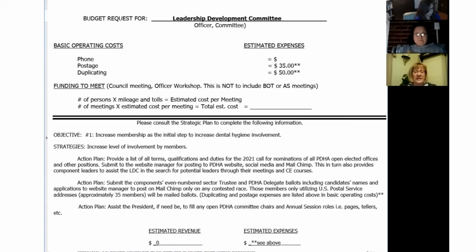So I placed that in there because you can see she has her objective down there of what she wants to accomplish. She has her strategy down there from the strategic plan, and she has her action plans listed on what she wants to do with that. So everything is very well detailed, so we understand exactly what the Leadership Development Committee is planning to do. And the more information, as I said, that we can get, it's going to help the budget committee when we are at our meeting to figure out what we can do this year.